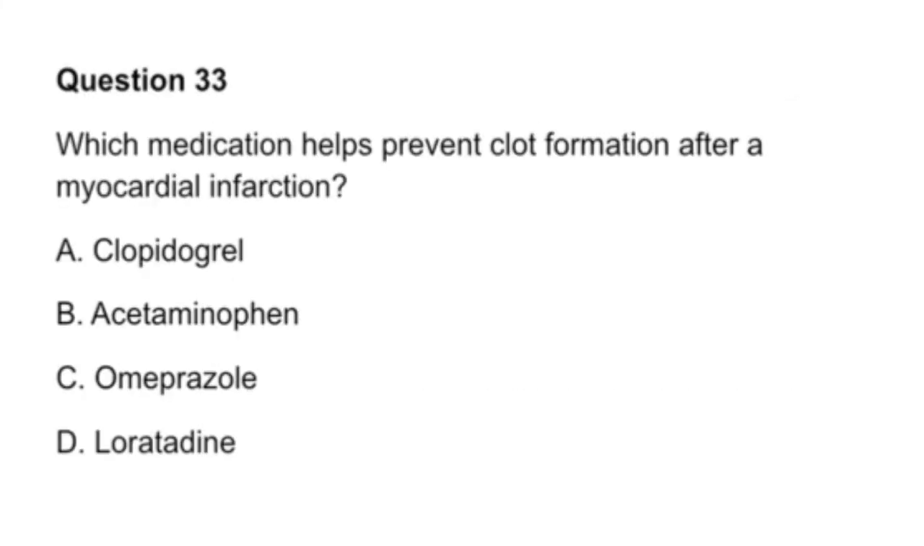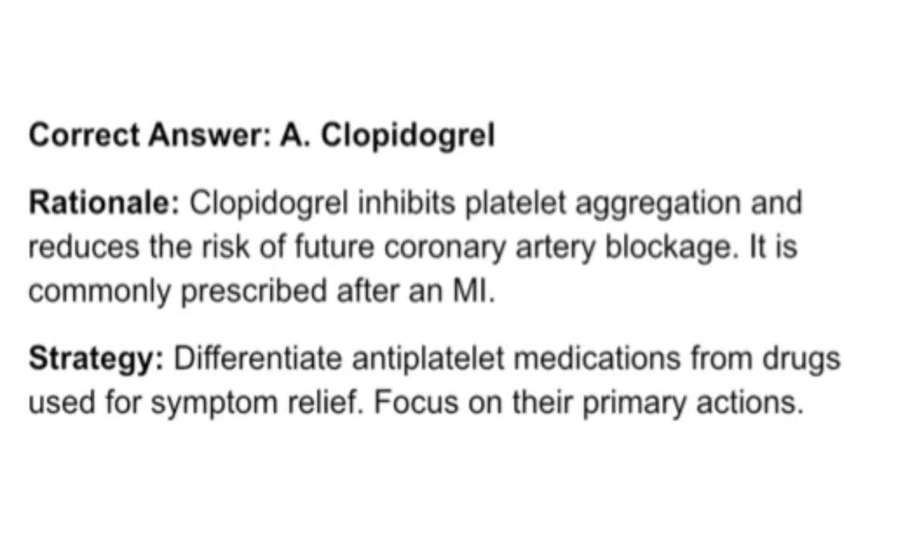Question 33. Which medication helps prevent clot formation after a myocardial infarction? A. Clopidogrel. B. Acetaminophen. C. Omeprazole. D. Loratadine. Correct answer: A. Clopidogrel. Rationale: clopidogrel inhibits platelet aggregation and reduces the risk of future coronary artery blockage. It is commonly prescribed after an MI.